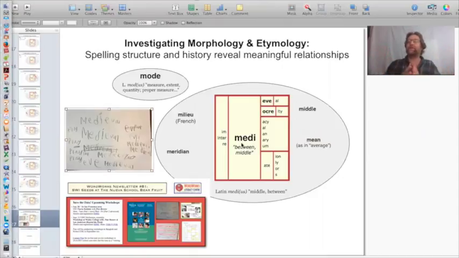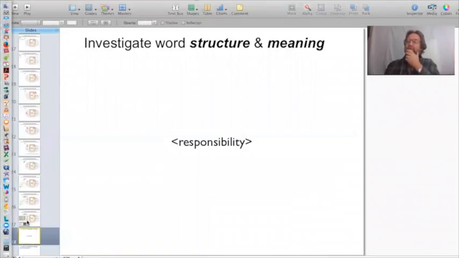The mediator goes into the middle, doesn't take sides, and tries to help bring the two together. So that's just the background to make sure we understand etymological and morphological families before we dive into this word, responsibility.